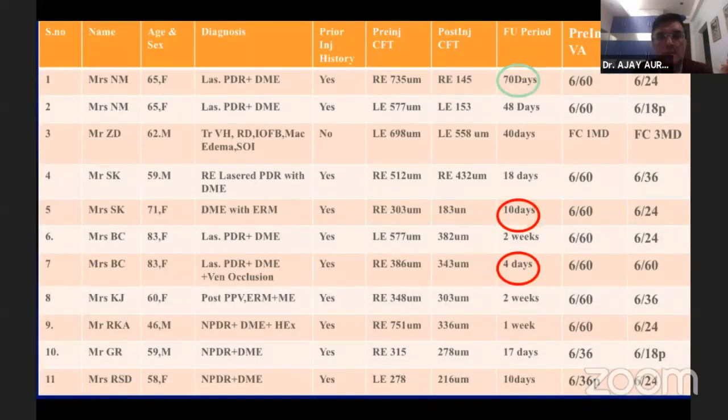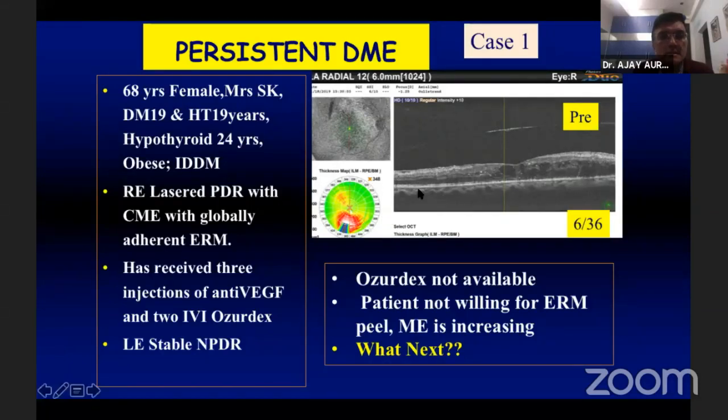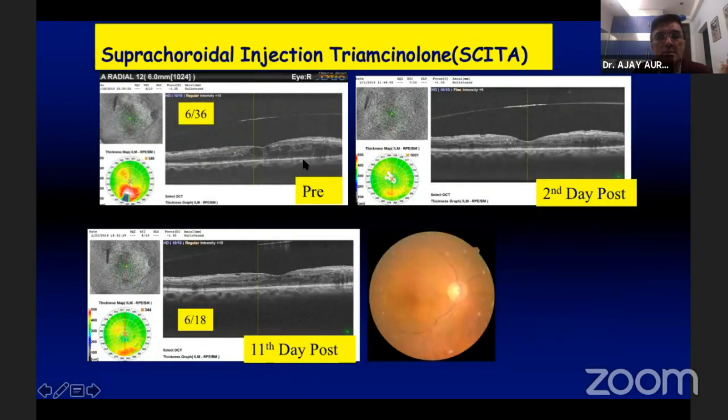So this is a little bit of our data. This is a 68-year-old female who had diabetic macular edema, which is cystoid in nature. The patient had earlier received anti-VEGF, had also received Ozurdex, and this device was ready at a time when Ozurdex was not available in our country. The patient was not willing for partial vitrectomy, so we decided to inject. This is pre-injection, this is the second day of injection, and this is the 11th day of injection.